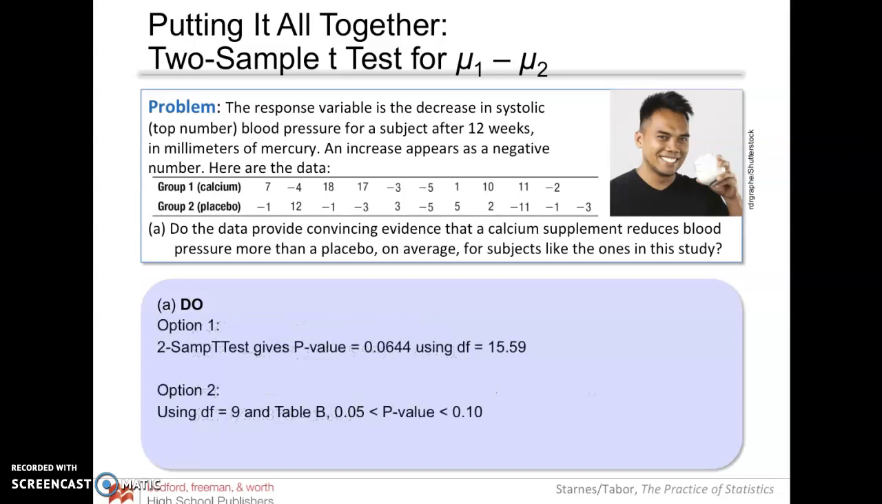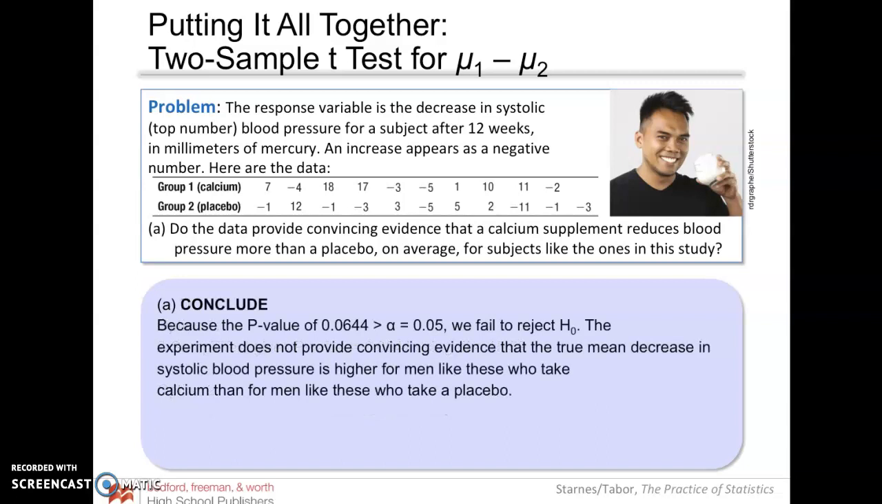The next thing that we want to do is to determine, using that test statistic value, what our p-value is. And whether we use the calculator function or we use table B, we end up with a p-value between 0.05 and 0.10. We were using 0.05 as our alpha, so that's going to lead us to a fail to reject conclusion. So because the p-value of 0.0644, I can assume that we got that from the calculator function, is greater than alpha of 0.05, we fail to reject the null hypothesis.